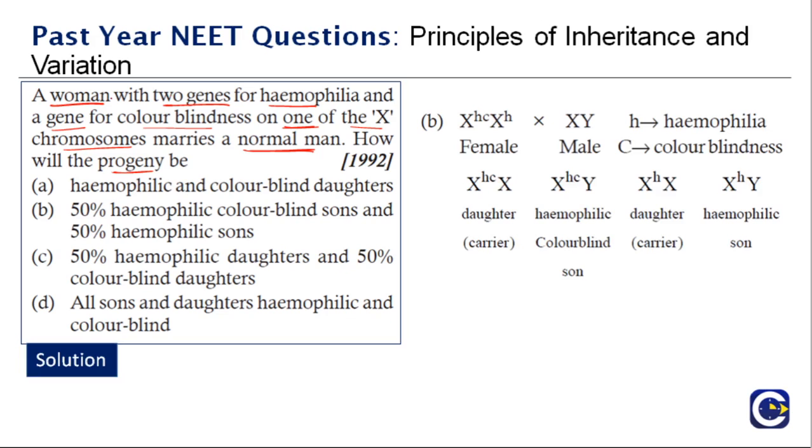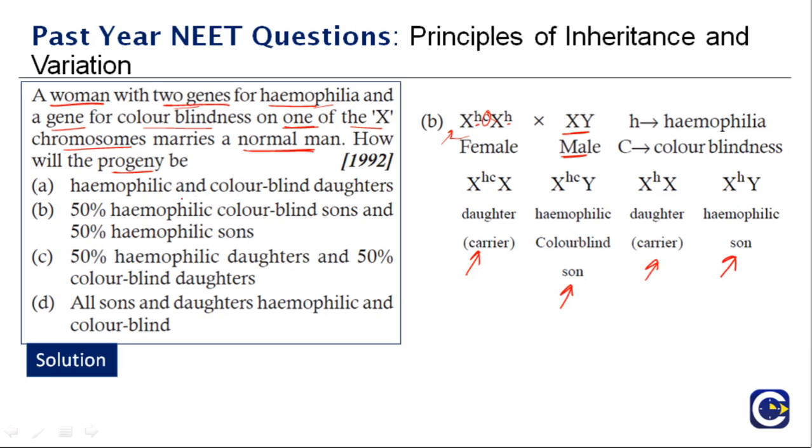So, a woman with two genes for hemophilia. Here, these are the two genes for hemophilia and one for color blindness on one of the X chromosomes. So this is the genotype of the female. And this one is the genotype of the male because she marries a normal male. And then these are the four possible progenies: a carrier daughter, a hemophilic color blind son, a daughter who is again a carrier, and a hemophilic son.